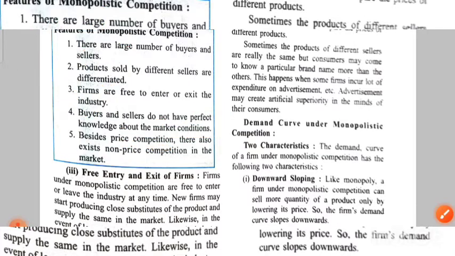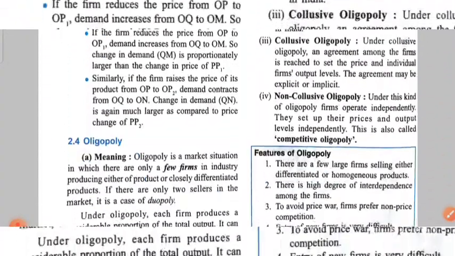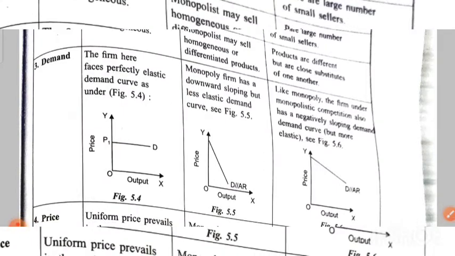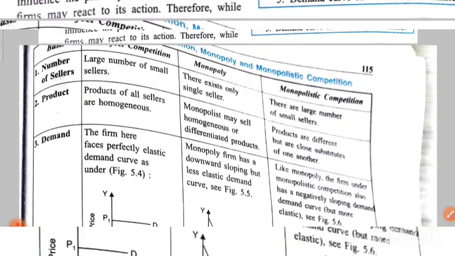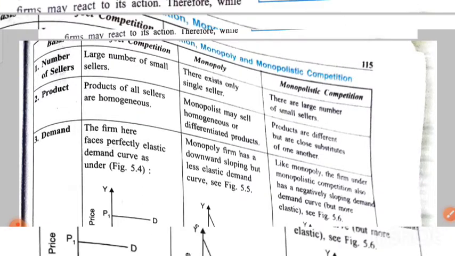So this is what for today. In the next class we'll be discussing the last point, okay students, the difference between monopoly, perfect competition, and monopolistic competition.